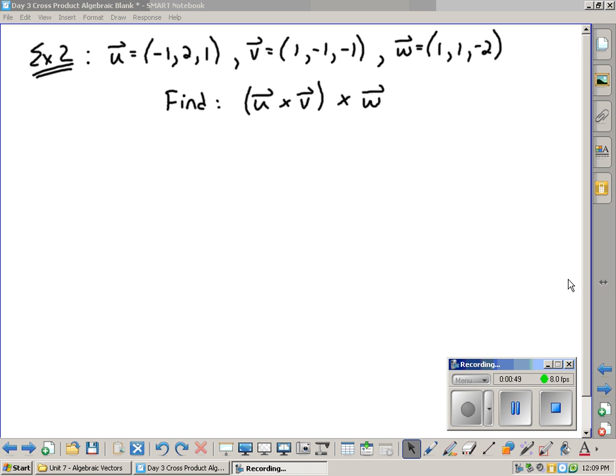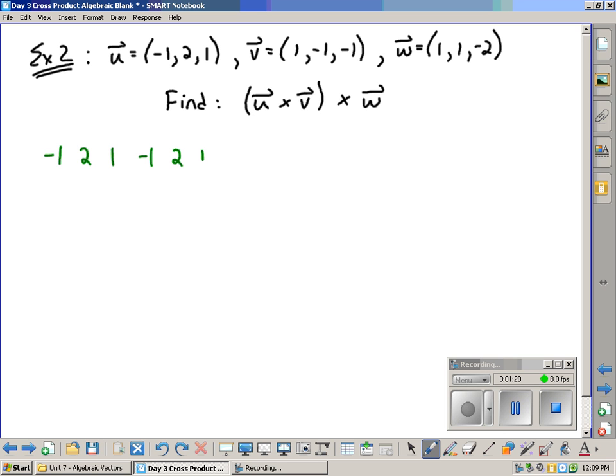So we'll give you a second to try this on your own. I'll help you by getting set up the first one. So we're going to do u cross v. So remember, maybe I'll give a second just to make sure you have it all copied down. And so we're going to do u cross v. So remember, we write down the components of u first, and we write it down twice. -1, 2, 1, -1, 2, 1. Then underneath it, we'll write down the components for v. 1, -1, -1, 1, -1, -1.